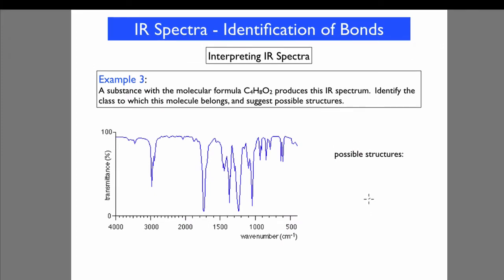Okay, example 3. You're going to do this one. A substance with the molecular formula C4H8O2 produces this infrared spectrum. Can you identify the class to which this molecule belongs and suggest possible structures? Press pause and have a go. Okay, so the class is probably an ester, and you can have several possible structures. We've got this strong CH group here. We've got a nice strong carbon double bond oxygen here, and obviously we can't really use the fingerprint region.